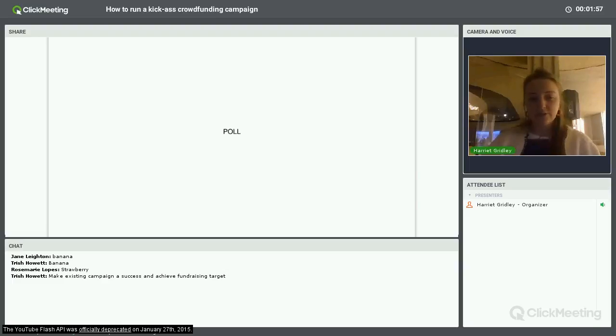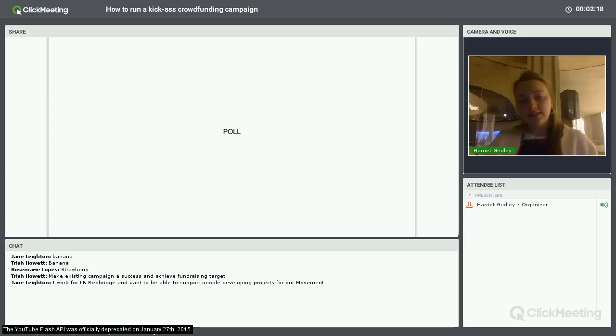Fantastic. So we've got one person that would like to make an existing campaign a success and achieve the fundraising target. Brilliant. Okay, we've got another person who's actually working for the council and would like to be able to help support other projects in the area of Redbridge so that they can also hit their targets. Okay, fantastic. So that gives me a good feel that we're all on the same page.